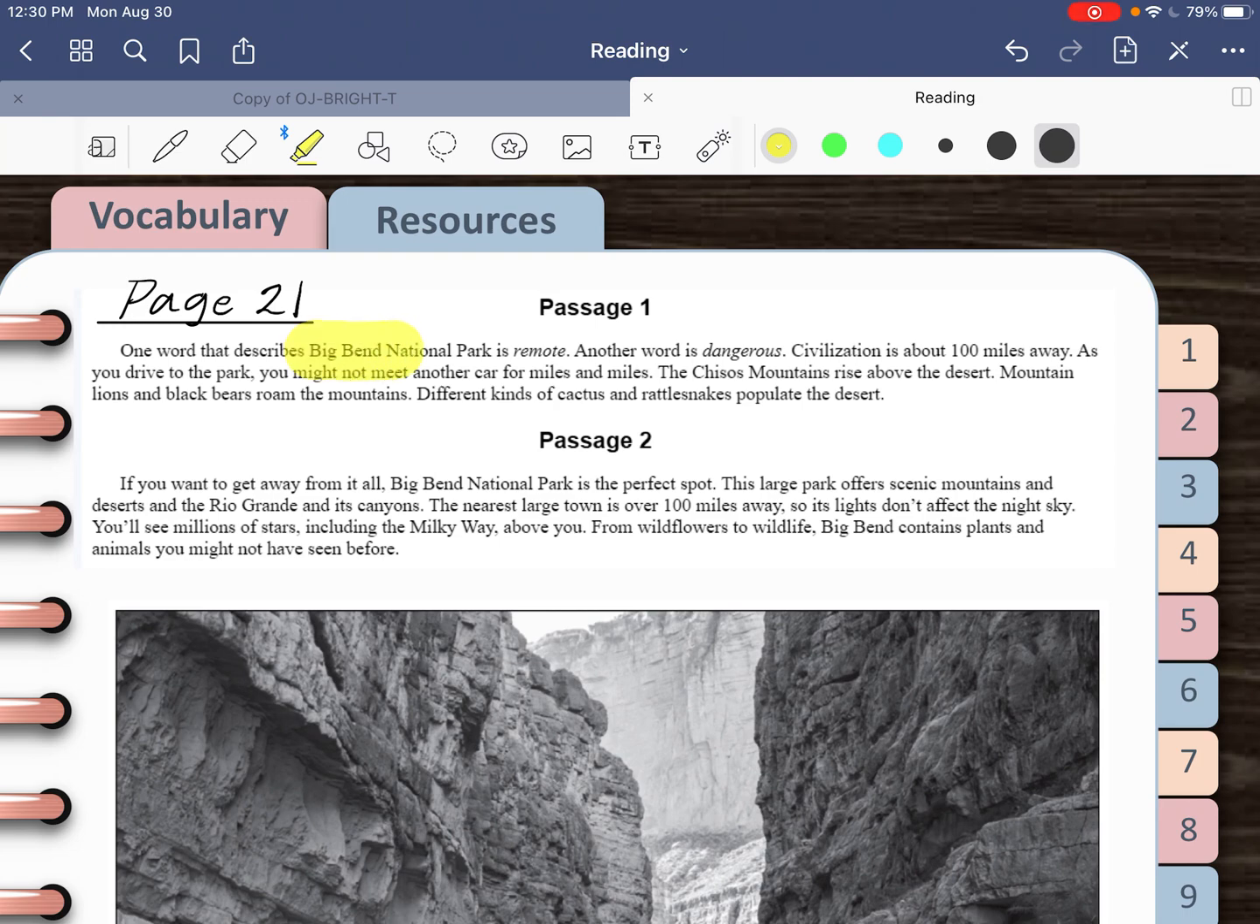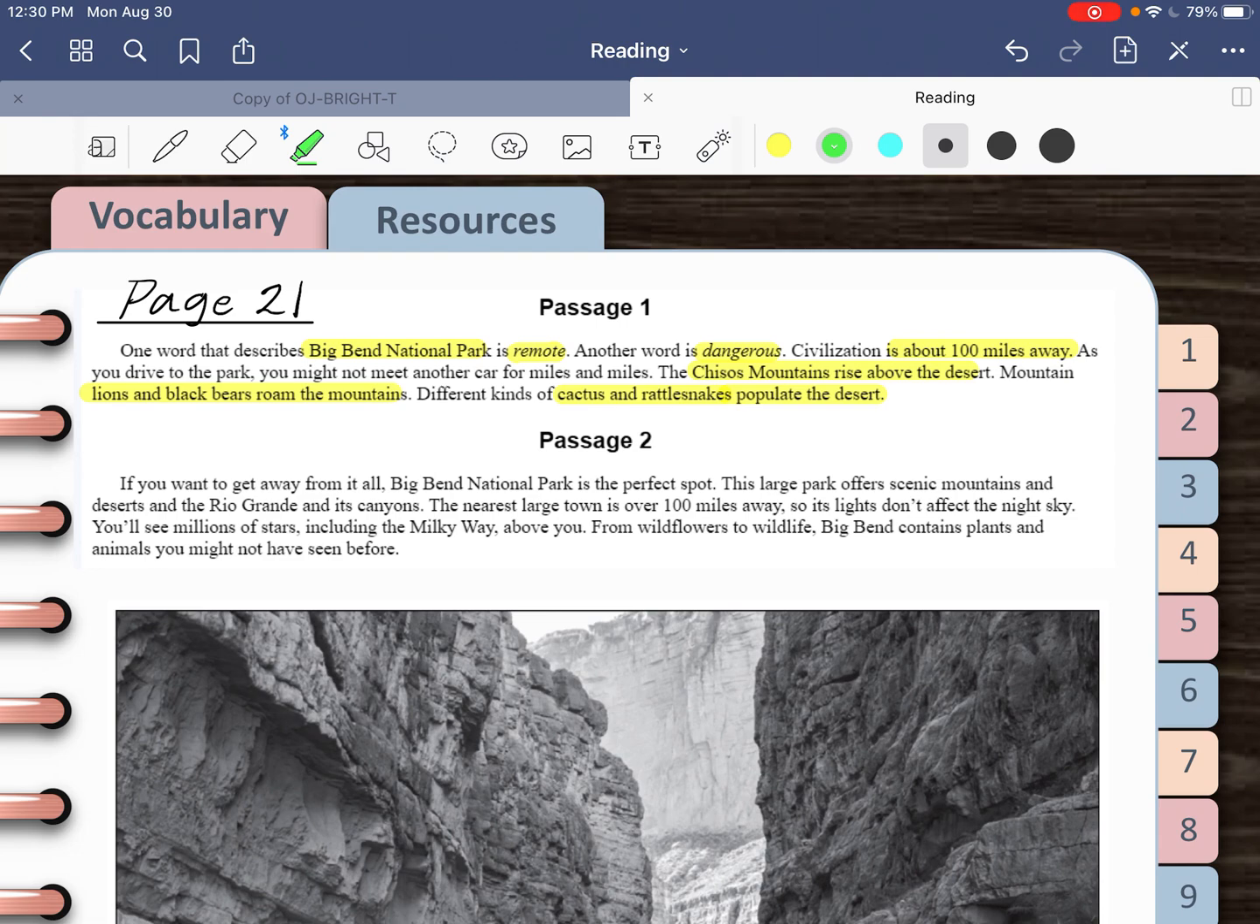One word that describes Big Bend National Park is remote. Another word is dangerous. Civilization is about 100 miles away. As you drive to the park, you might not meet another car for miles and miles. The Chisos Mountains rise above the desert. Mountain lions and black bears roam the mountains. Different kinds of cactus and rattlesnakes populate the desert.